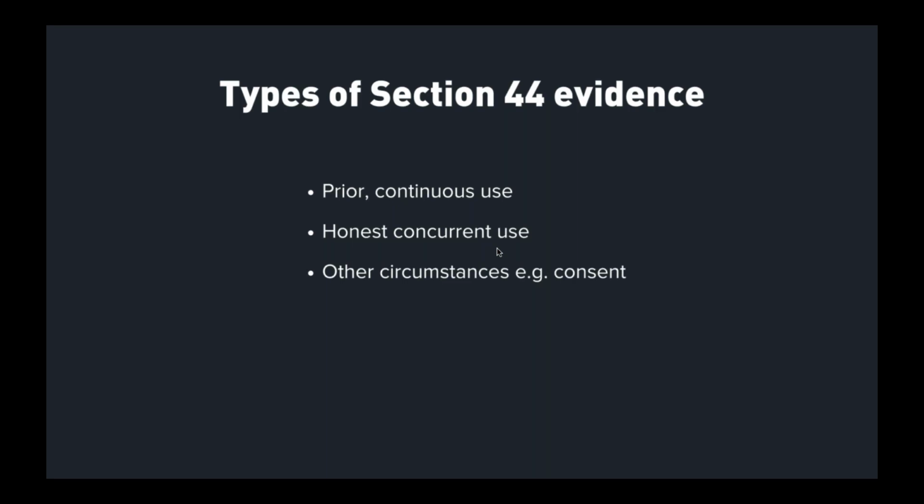For honest concurrent use evidence, you will need to show that you came up with your trademark honestly and that you have been using your trademark for a very long time concurrently alongside the earlier trademark. You will be aiming to demonstrate that the Australian buying public will not be inconvenienced by there being two similar trademarks operating in the same industry.